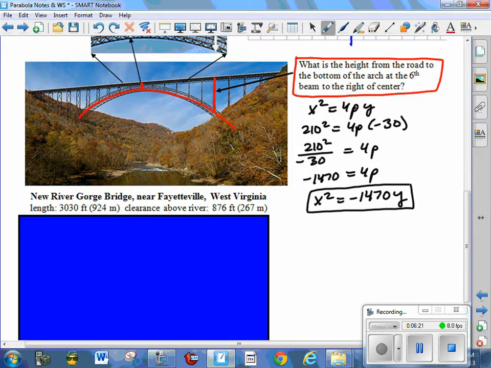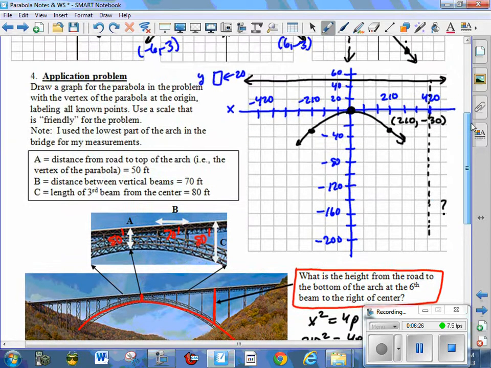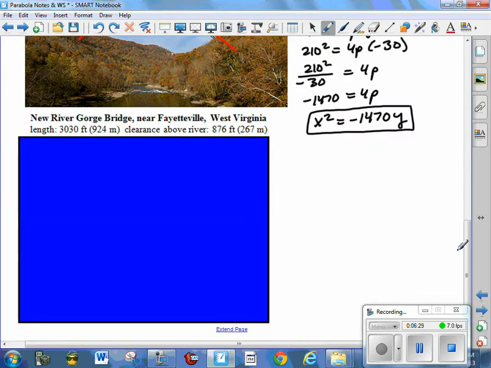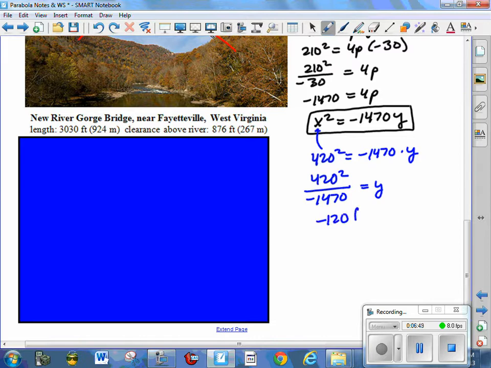Now, how do I use my equation to answer the question? Well, given an x value of 420, what's y? So I'm going to substitute 420 in. 420 squared is equal to negative 1470 times y. 420 squared divided by negative 1470 equals y. And that is negative 120 is equal to y.